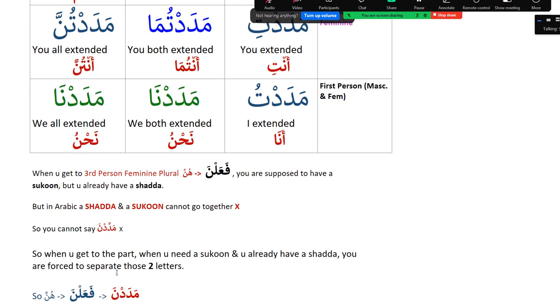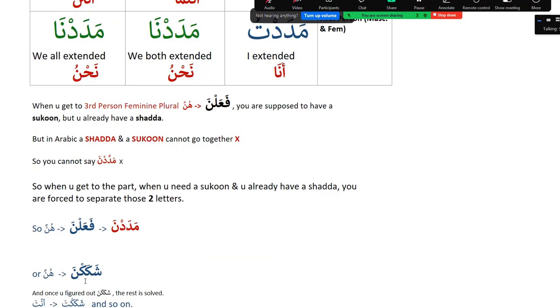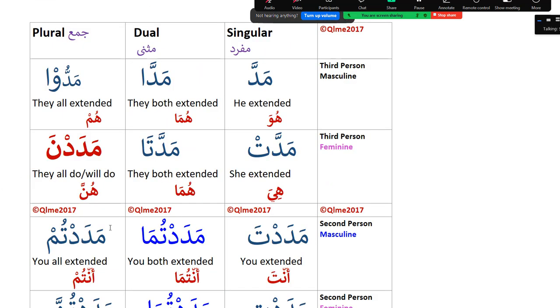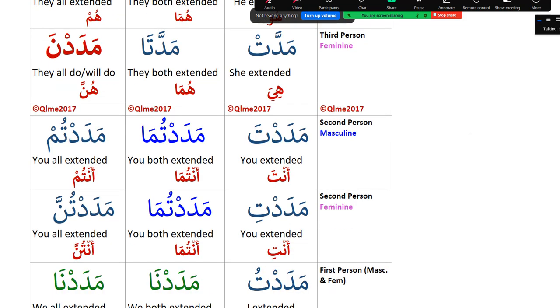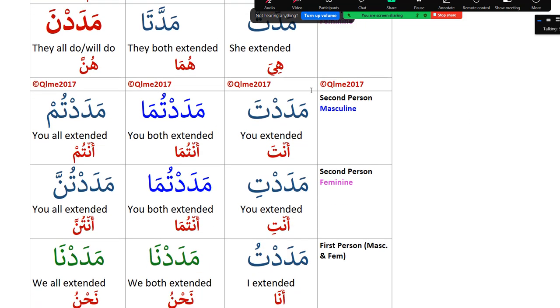Okay. So when you get to the part when you need a sukoon and you already have a shadda, you're forced to separate those two letters. So instead of maddadna, you're going to separate those two letters and say madadna. Fa'alna becomes madadna. Shakka becomes shakakna. This was about fa'alna.